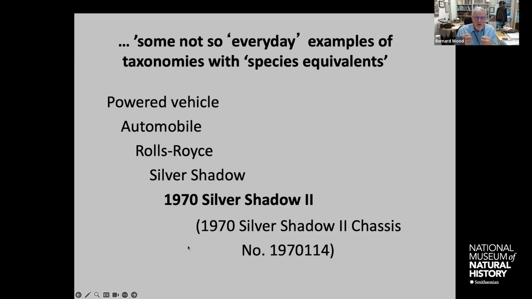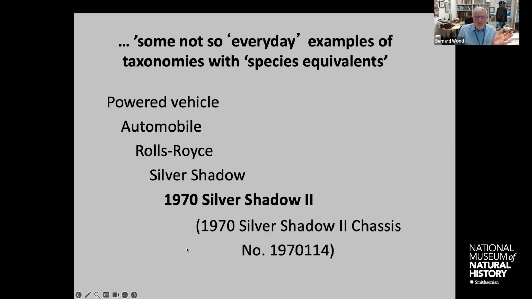And then automobiles are a subcategory. Rolls-Royce automobiles are a subcategory of automobiles. The Silver Shadow model of Rolls-Royce is a subcategory of Rolls-Royce. And the model that was begun in 1970 that's called the Silver Shadow 2 would be the equivalent of a species if we were applying it to cars.